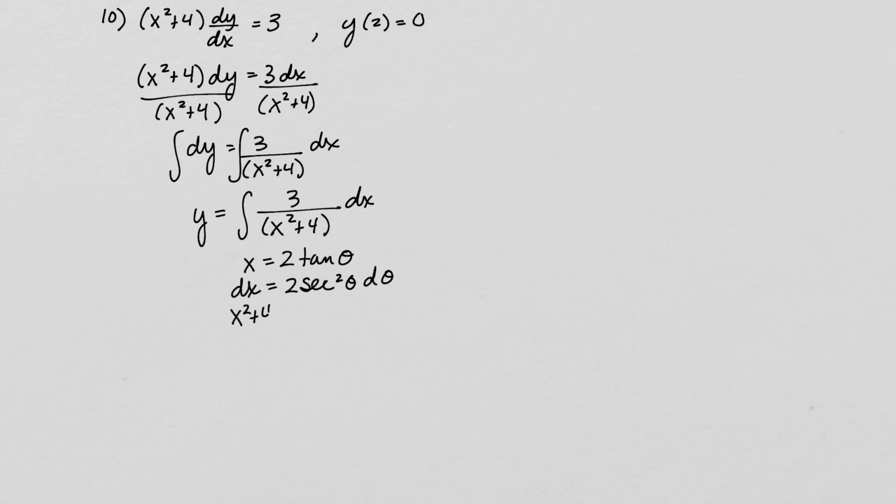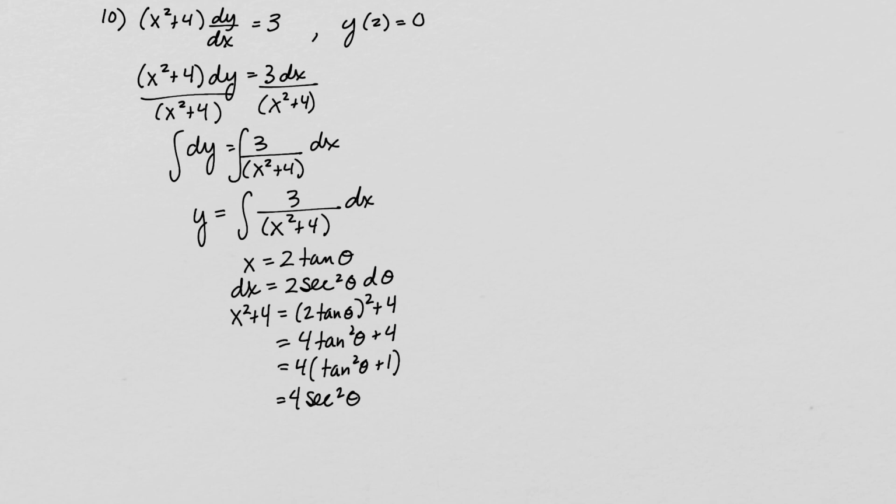And then x squared plus 4 is going to be (2 tangent theta) squared plus 4, or 4 tangent squared theta plus 4, which is going to be 4 times (tangent squared theta plus 1), which is going to be 4 secant squared theta. And so if I plug in here, y is going to be equal to 3 over 4 secant squared theta, and then dx is 2 secant squared theta d theta. So the 4 and the 2 would cancel, I'm just left with 2 here. The secant squareds would cancel.